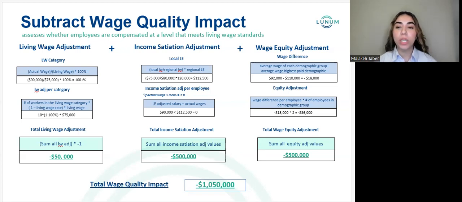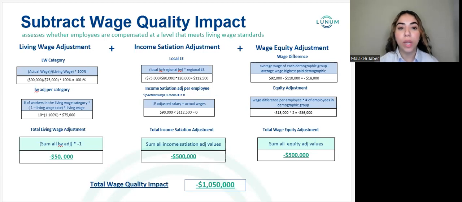For employee X, we noted that the individuals in her category had an average wage of $92,000. We subtract that by the average wage for the highest paid demographic within that job category. So again, employee X, if you remember, is a scientist. For this instance, it's $110,000. And we take the difference of those two figures and we reach a number of negative $18,000.